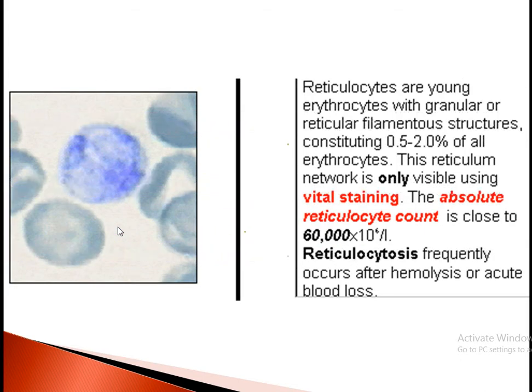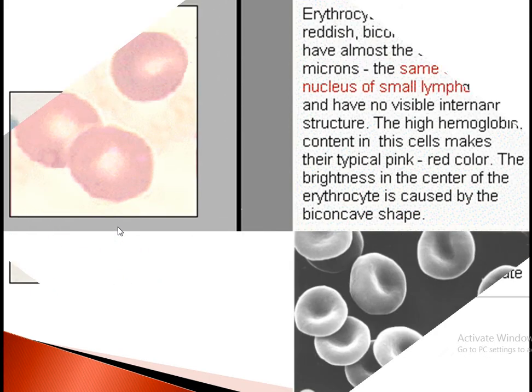The next thing is the reticulocyte, which is the young erythrocyte with a granular or reticular filamentous structure, constituting 0.5 to 2% of all erythrocytes. This reticulum network is only visible using vital staining. Reticulocytosis frequently occurs after hemolysis or acute blood loss.